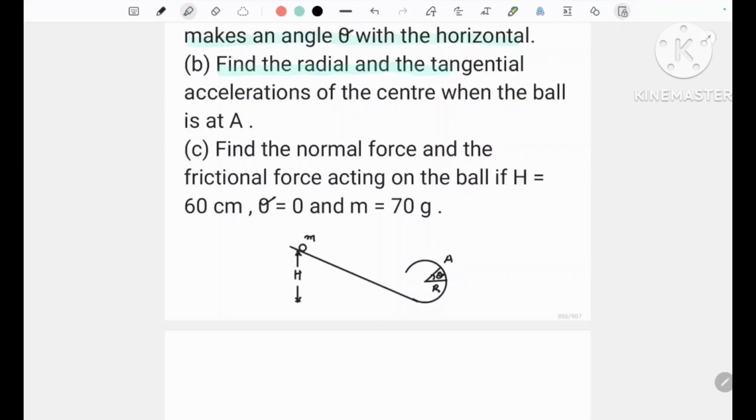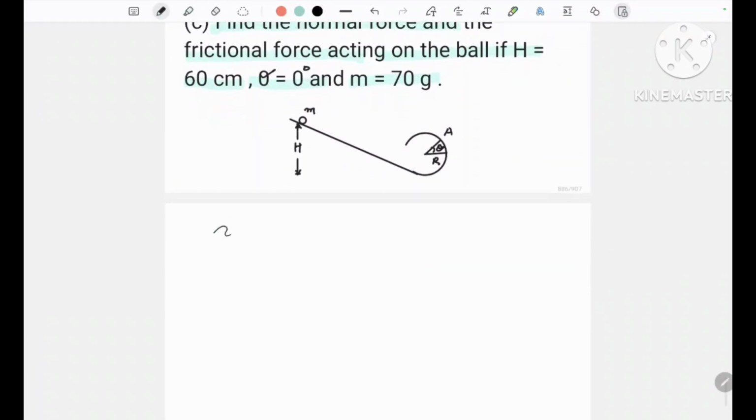Find the radial and tangential acceleration of the center when the ball is at A. Find the normal force and frictional force acting on the ball if h is 60 centimeter, theta is 0 degree, m is 70 gram.